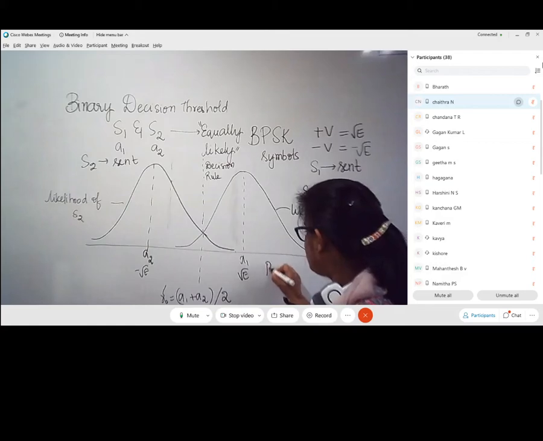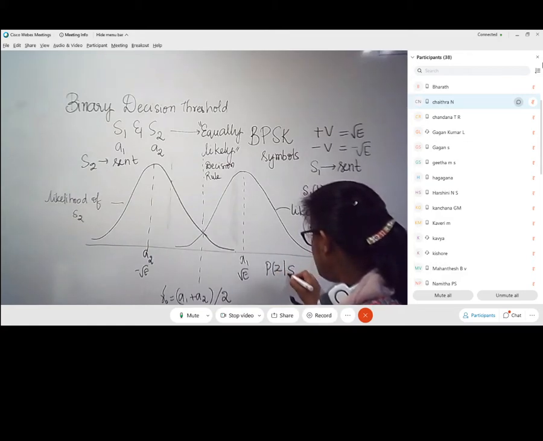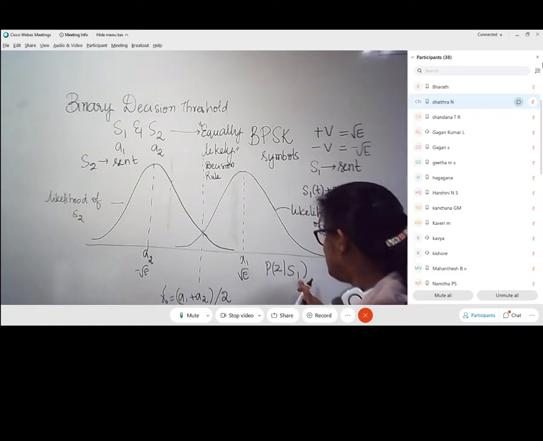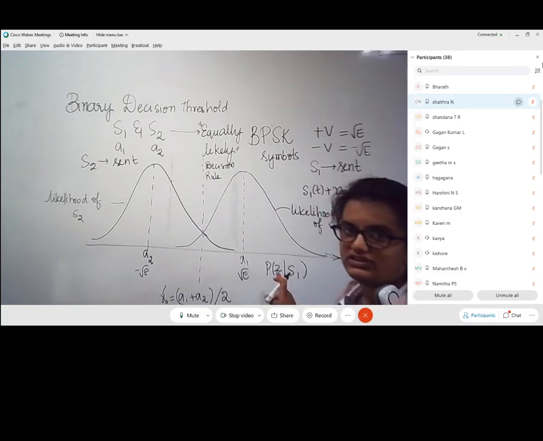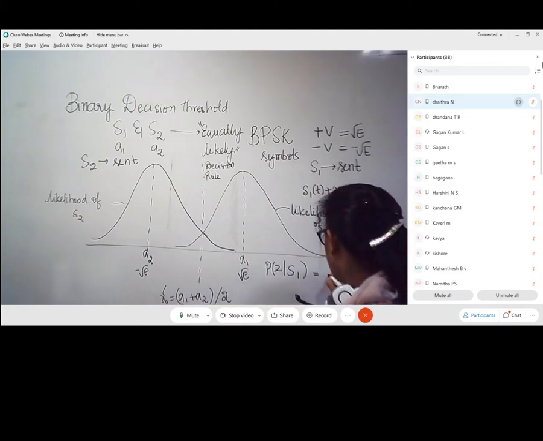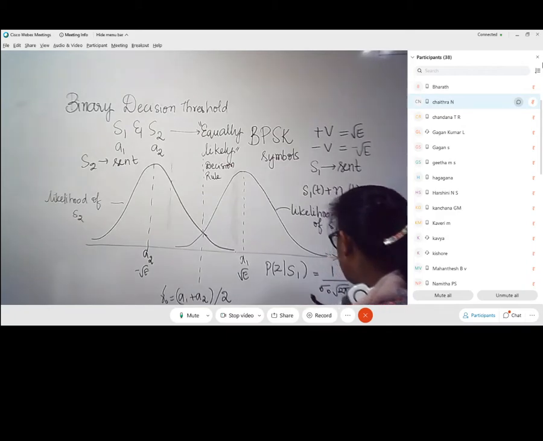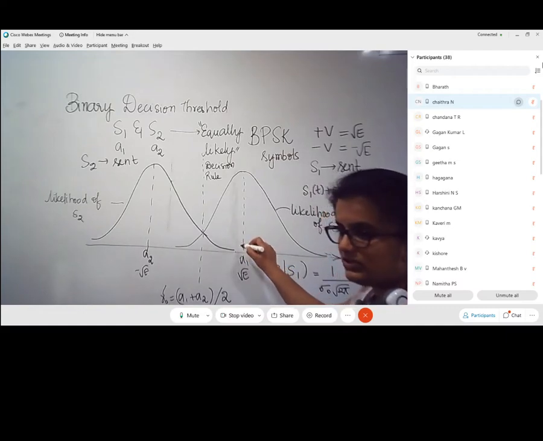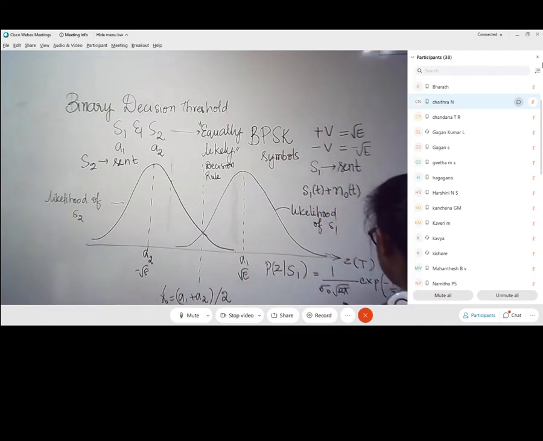The likelihood functions are normally given by P of Z given S1. Z given S1 means S1 is actually sent. If you plot this for the random variable Z, you obtain 1 over sigma naught times the square root of 2 pi, times exponential of minus half times ((Z minus A1) divided by sigma naught) whole square, because this bell-shaped curve is centered around A1. So this is the likelihood function.